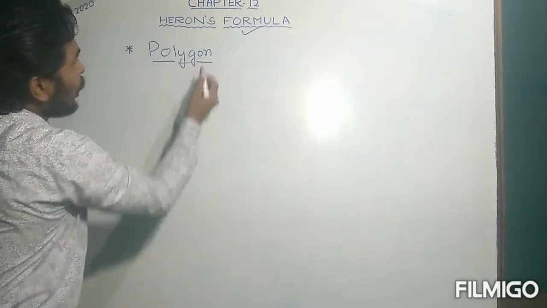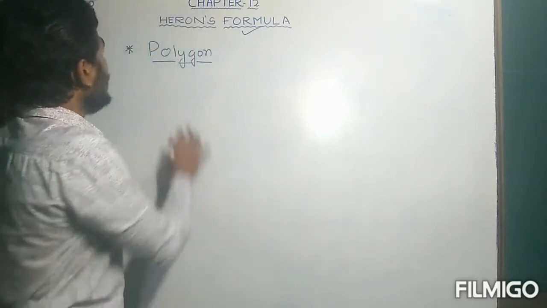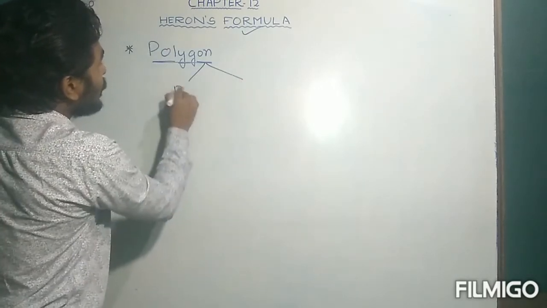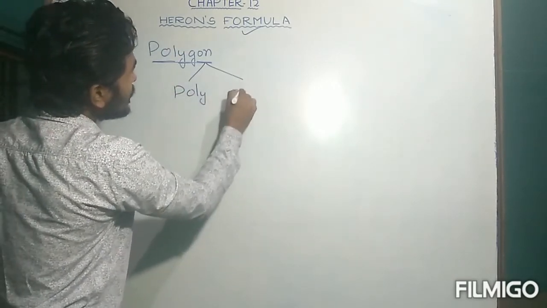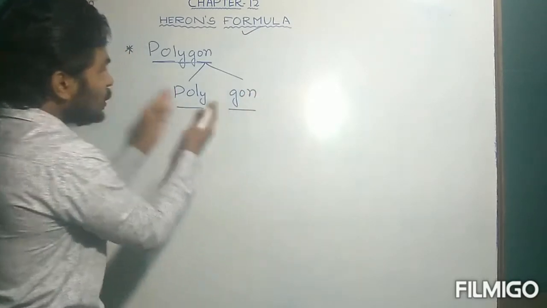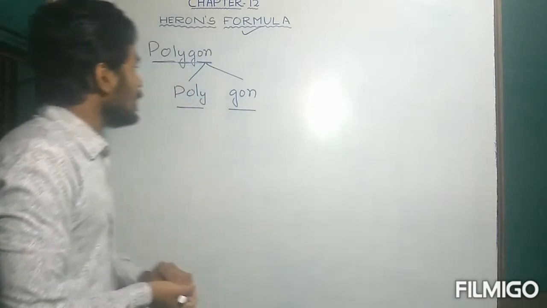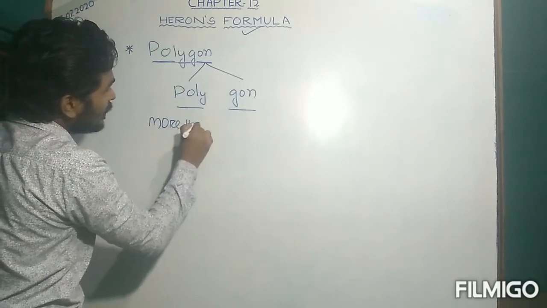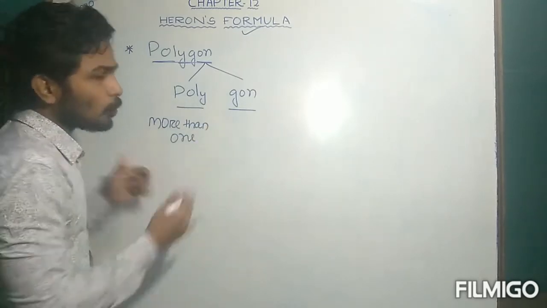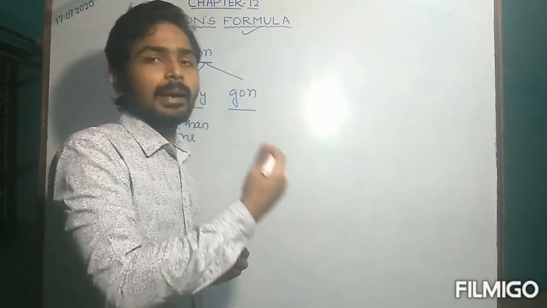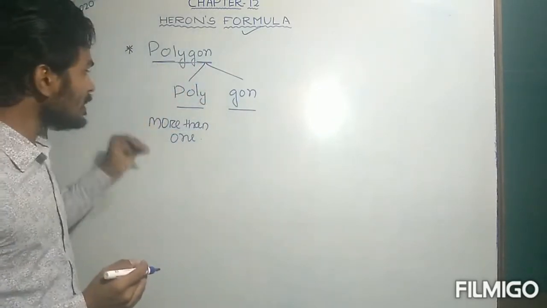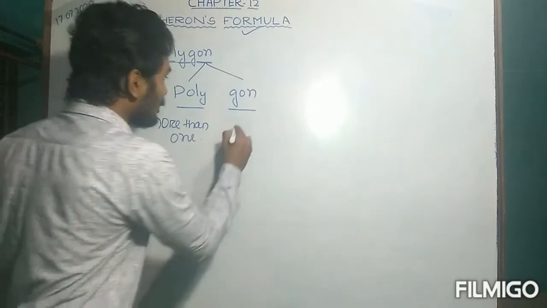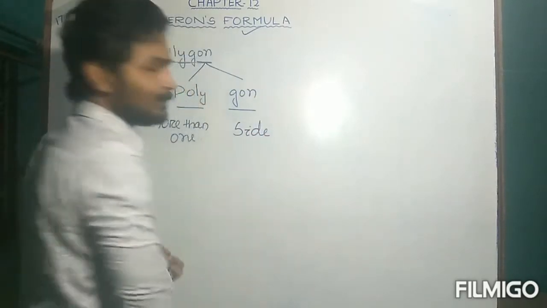Okay, so what is a polygon? Let's find out. Polygon is derived from two words. What are they? The first word is poly and the second word is gon, and combined they form polygon. Clear? So poly means more than one. As you know, mono means one, bi means two, tri means three. Similarly, poly means more than one. And what is the meaning of gon? Gon means side.